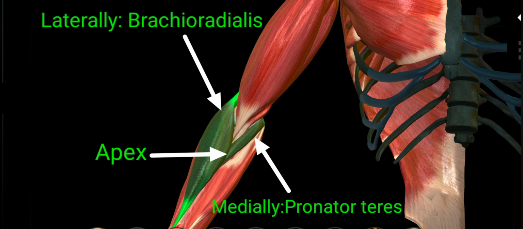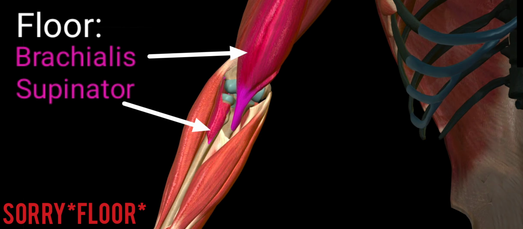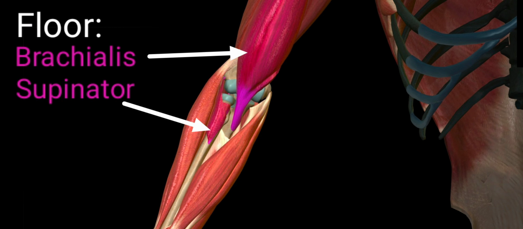After removing the muscles, we find the two epicondyles of the humerus bone. An imaginary line joining both the epicondyles of the humerus bone is considered as the base of the cubital fossa. Coming on to the floor. The pink color highlighted muscles are the brachialis and the supinator muscle. Hence, brachialis and supinator form the floor of the cubital fossa on which the contents rest.